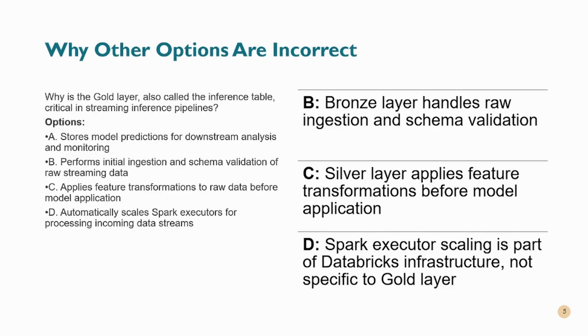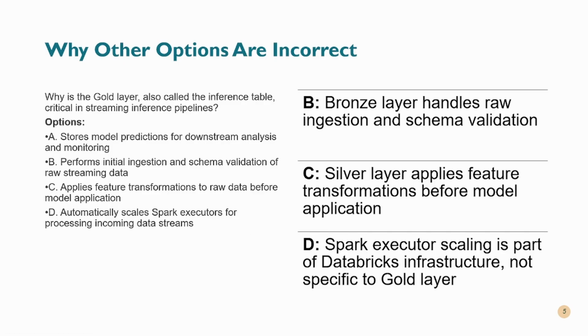Now, option B says the gold layer performs initial ingestion and schema validation. That's not correct because, as I just mentioned, that's the bronze layer's job. Raw ingestion and validation happen before any modeling even begins. Option C says it applies feature transformations. Nope, that's the silver layer again. The silver layer is where you clean, enrich, and prepare your data for the model. The gold layer is purely about the results of inference. And option D, automatic scaling of Spark executors, well, that's handled by Databricks infrastructure itself, not by the gold layer. So while Spark does scale to handle streaming workloads, it's not the gold layer doing that work.